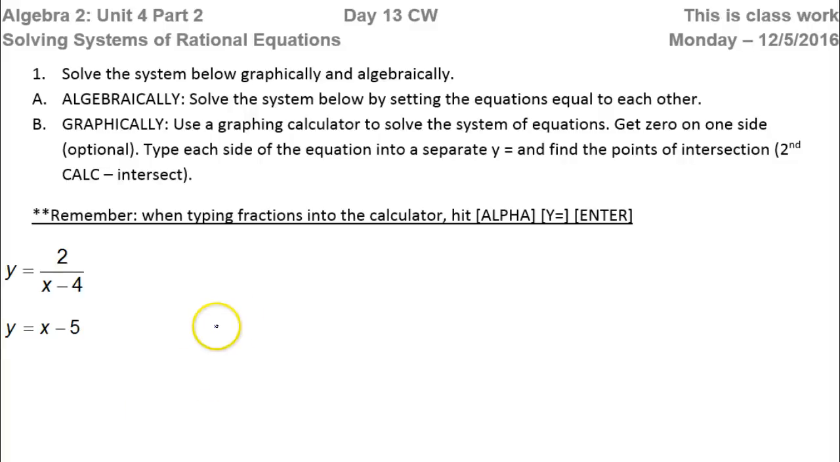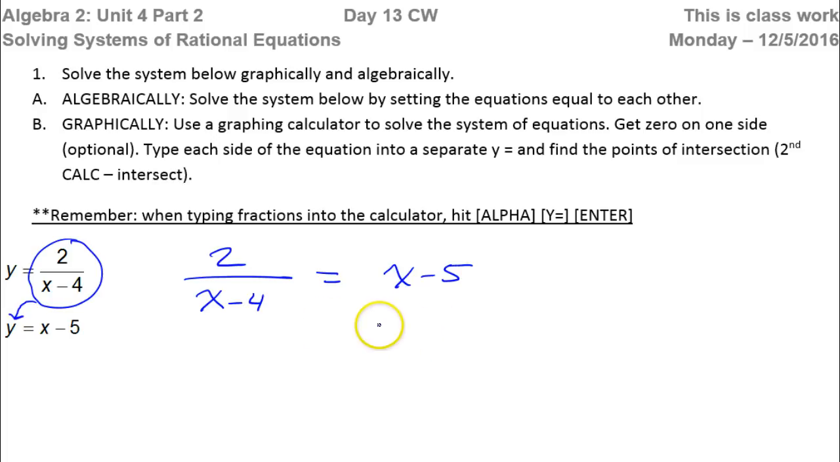Let's learn how to solve systems of rational equations, and we'll take a look at the graphs and see what they look like. In this case, we can form an equation by setting these equal to each other. It's basically substitution that we're doing. So I'm going to take this and put it here. So then I have the equation 2 over x minus 4 is equal to x minus 5. So we can solve this equation to find the x values.